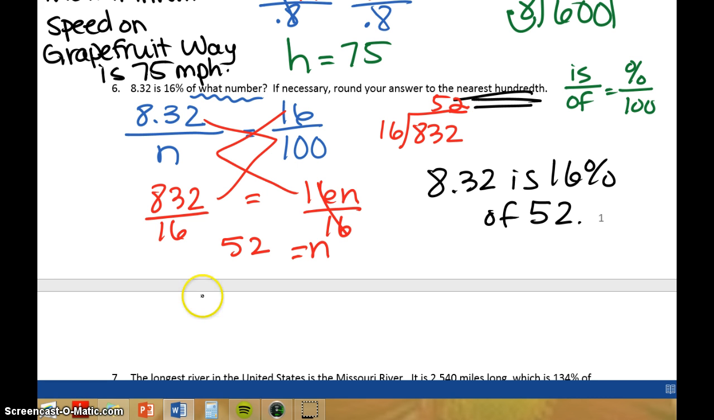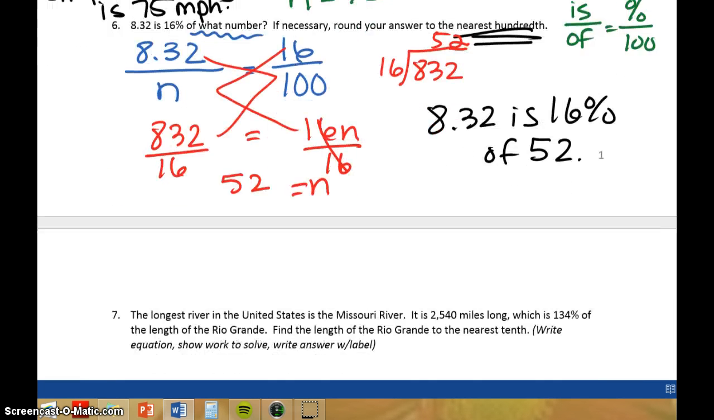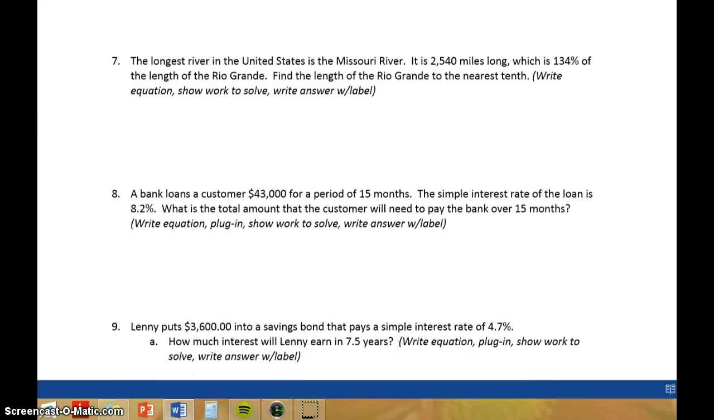So we made sure to answer our question. We restated our question, which is the R. 8 and 32 hundredths is 16% of what number? Well, we wrote 8 and 32 hundredths is 16% of 52. We answered our question, and we made sure to prove our answer with all this lovely work we have here with our cross products and division. Now we're going on to number 7, the second page of our review.